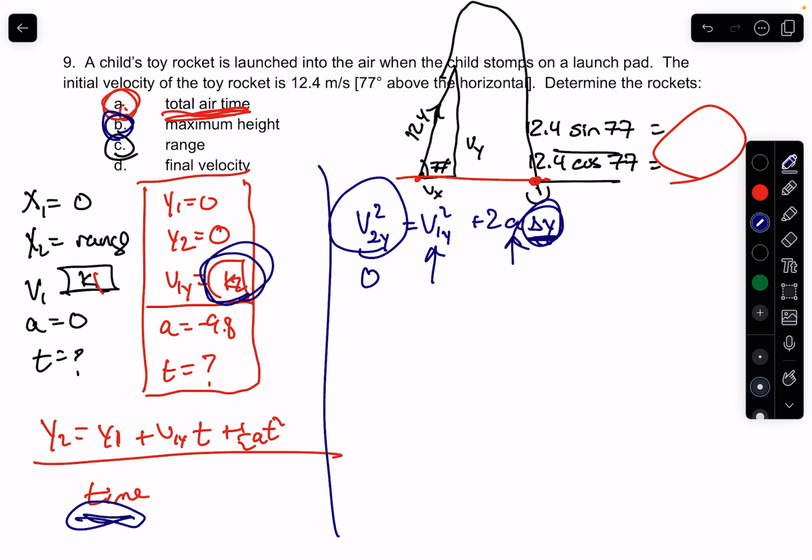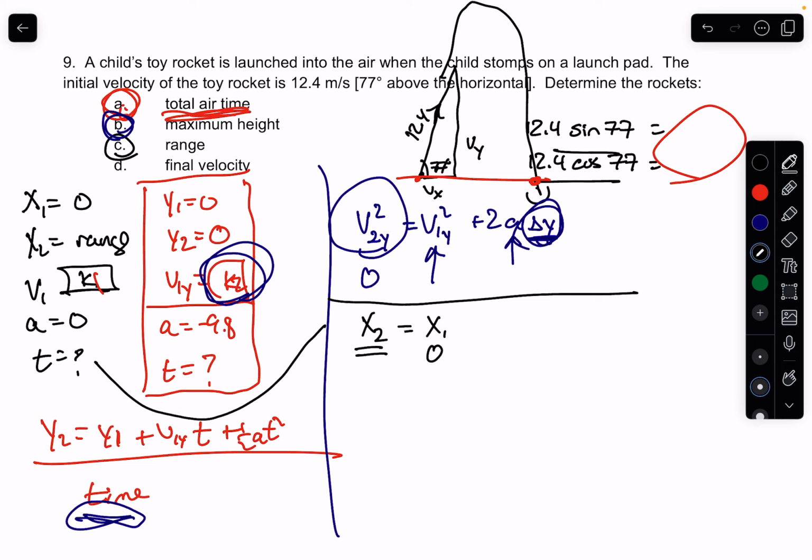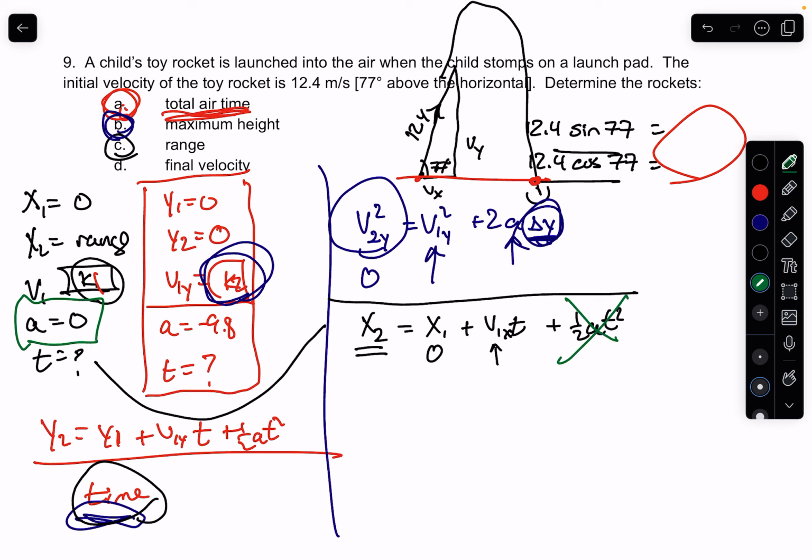Got the max height. The range, once you know the time from part A, you can then plug it into the same equation in the x, boom, and you can say x2, that's the range, is equal to x1, we know that's 0, plus v1x times t, and that's also known, that's our k, I'll call it k1, times the time. Now the time you'll use is this time, plus 1/2 at squared. But remember that 1/2 at squared is 0 because the acceleration in the x-plane is 0, and you can solve for x2.